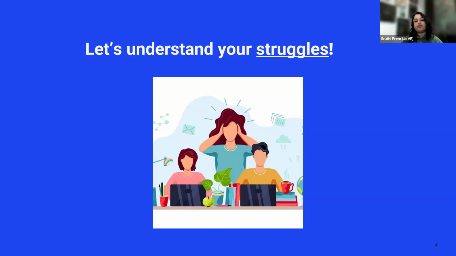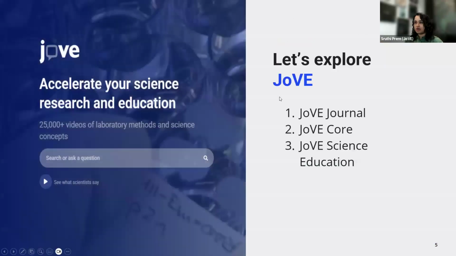And we also provide a very time efficient way to integrate hands on experiences in classrooms where practicals or lab time is limited, right? So let's explore JoVE a little. Before I take you to the website, let me tell you what we offer. We have three major offerings: JoVE Journal, JoVE Core, and JoVE Science Education. Now, let me show you the JoVE website, how you can log in and explore it a little bit, and then you will get an idea as to what I'm talking about.